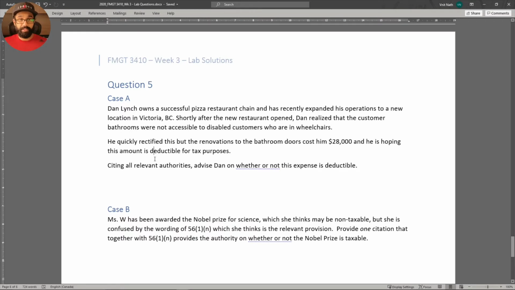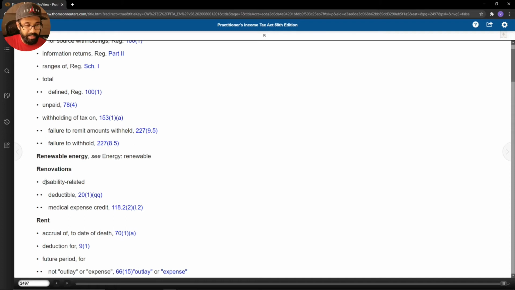Others will look for the word renovations. Renovations, specifically disability-related renovations, are noted as being deductible in Section 20, Subsection 1, Paragraph QQ. If you have some familiarity with the detailed table of sections and how everything is organized, this is great. Some of you at this point might know that Section 20 resides in Subdivision B, Income or Loss from a Business or Property, and Section 20 is where the deductions for a business begin. So seeing the word deductible, disability related, for renovations under Section 20, Subsection 1, is a good sign.